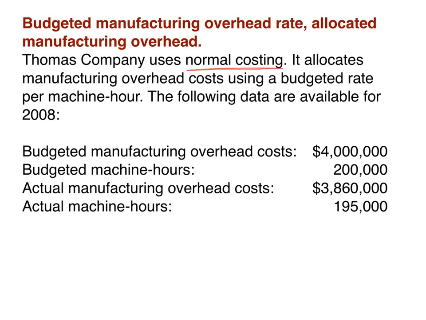It allocates manufacturing overhead costs using a budgeted rate per machine hour. So again, as we're reading through these, make sure you're picking out key things. We now know what our allocation base is, and this is machine hours. So overhead is based on machine hours. That tells us that that is the allocation base. We have the following data, and we have budgeted information, and we have actual information. So both of those pieces are important in this process.